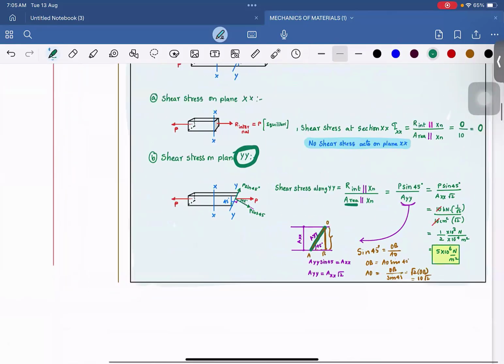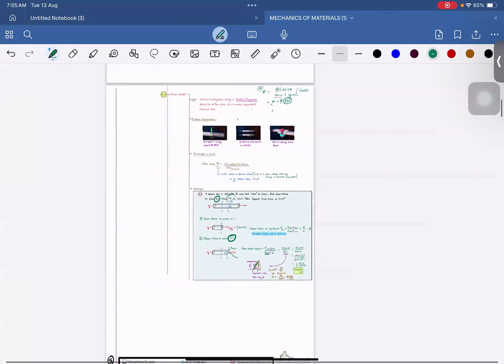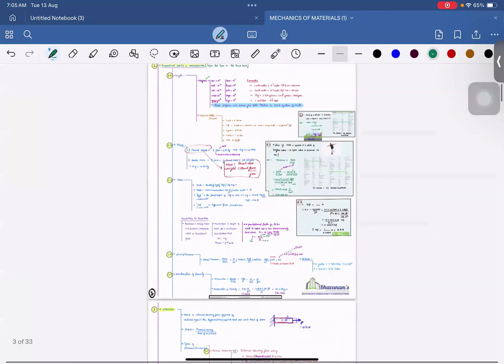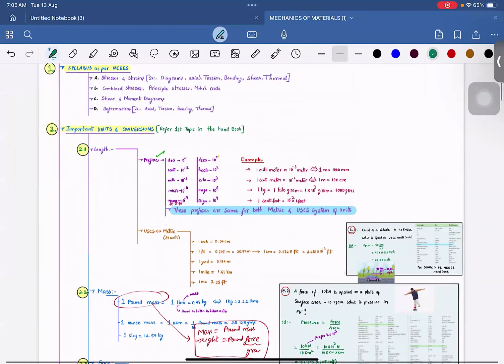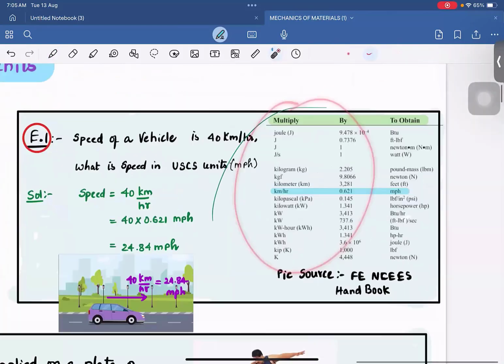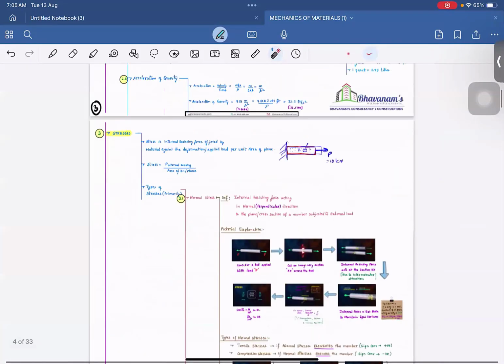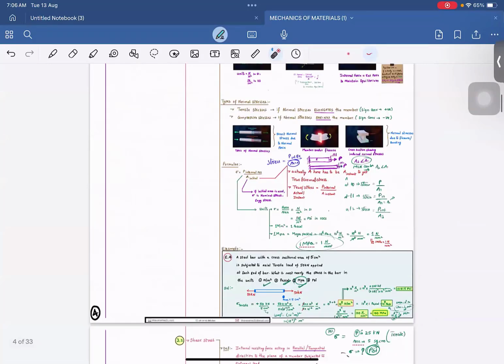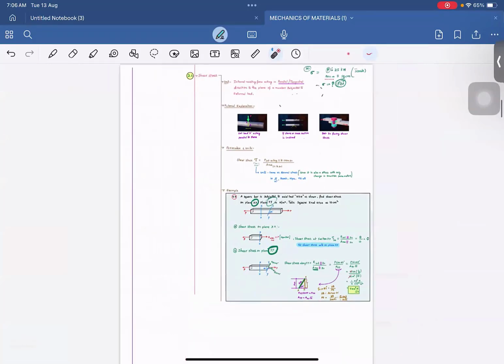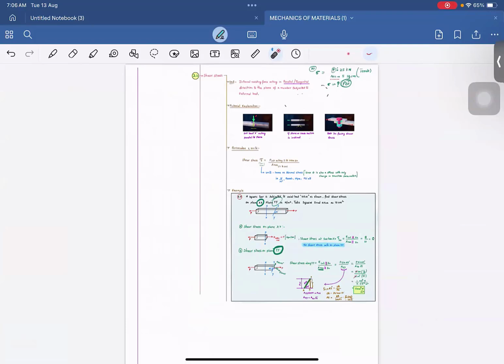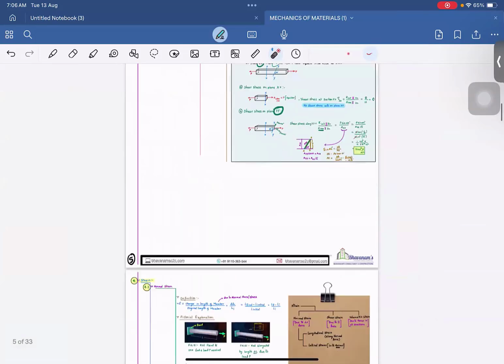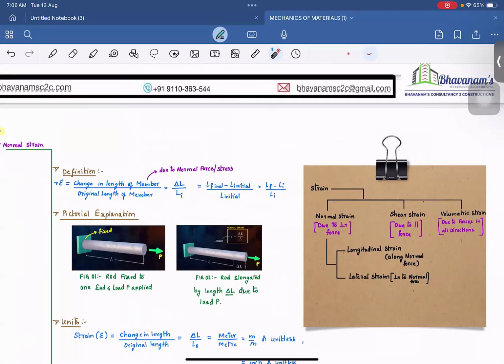Okay, thank you. It's the end of the session. I will summarize: I've given you examples about how to use the handbook and how to do some conversions. And I have explained stress basically, and then the types of stresses, normal stress and shear stress. This is the pace. From tomorrow, we will slightly increase the pace to cover this topic in the upcoming 6 days. If there are any reviews or doubts, please let me know.